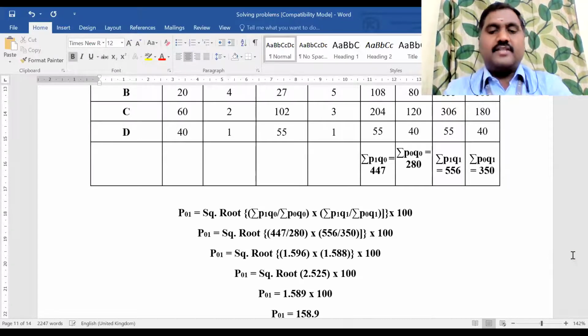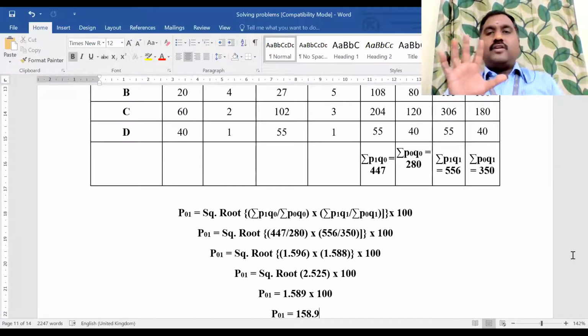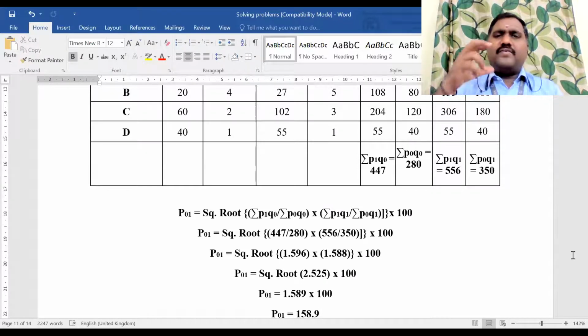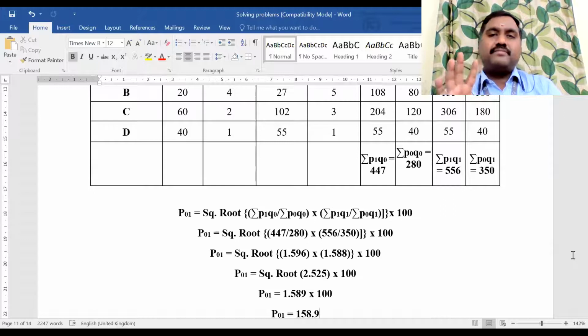158.9. This is the answer. You got it now? See, the procedure is the same, sir. Whatever we are following from the simple method, the procedure is the same. Only the combinations keep on adding. In the simple method, we calculated the price index by using the price value of the current year and the base year. That's all. We didn't do anything with the quantity. That's why it's called the simple method.